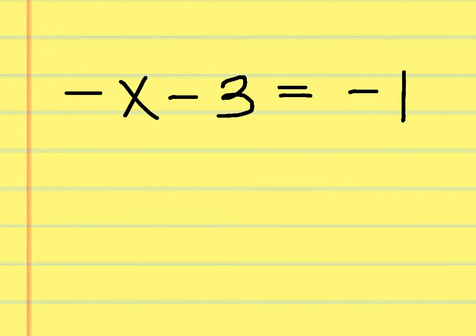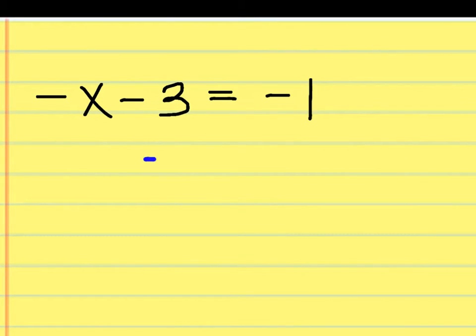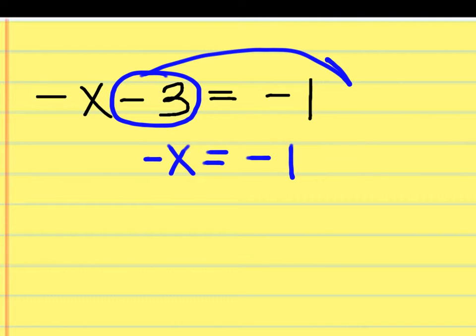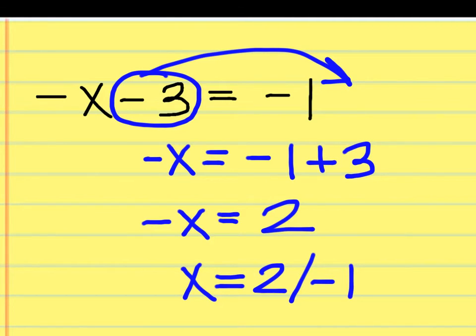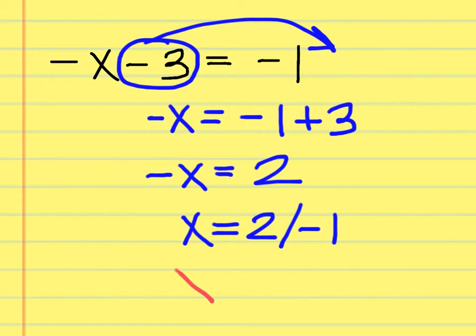Here's another negative x. This negative x must stay on the left-hand side. The minus 3 goes to the right, change it to plus 3. Negative 1 plus 3 is 2. What do I have to do to both sides now? Or what do I have to do to just the 2? Divide by negative 1. That causes that negative sign to go away. If I divide by that negative 1, then I will come up with x equals a negative 2.